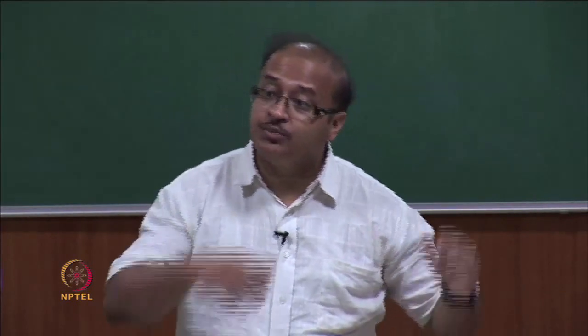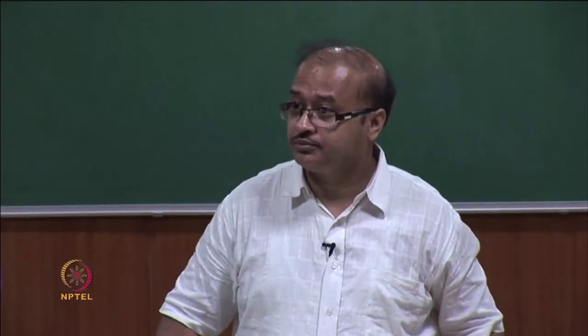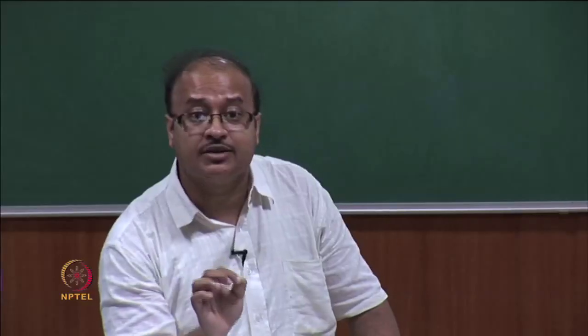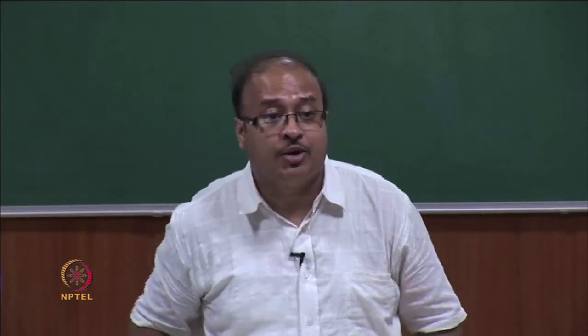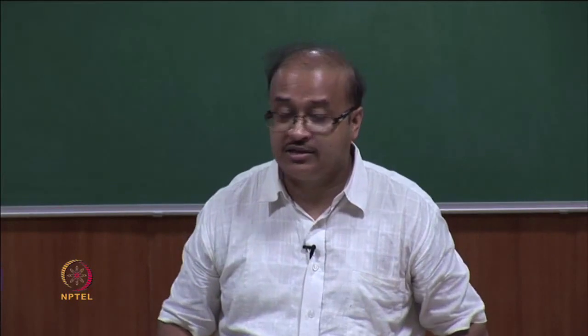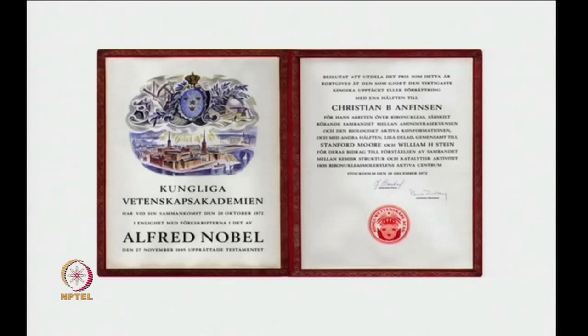What does it mean? That means the protein actually went to a thermodynamically more stable state when it was allowed to. And this is what it says, by the totality of interatomic interactions and hence by the amino acid sequence. It is the amino acid sequence which defines the totality of the interatomic interactions and which finally determines what structure the protein is going to have. Okay. So, this is the Nobel plaque that was given to Christian B. Anfinsen in 1972 for his pioneering work.